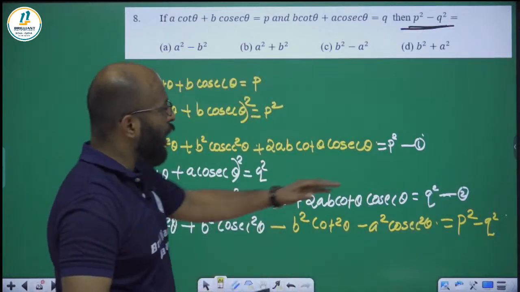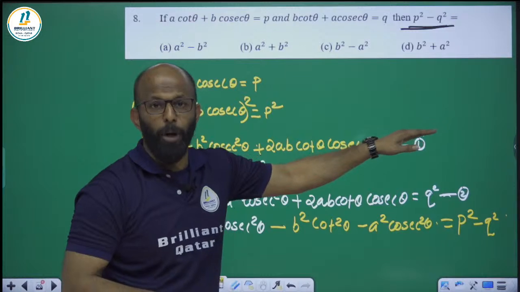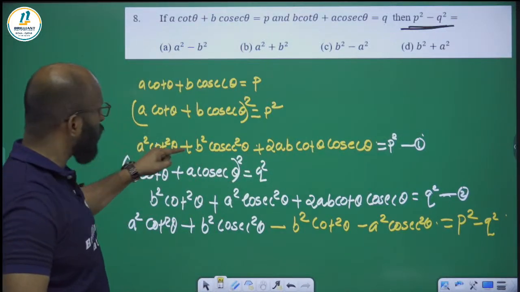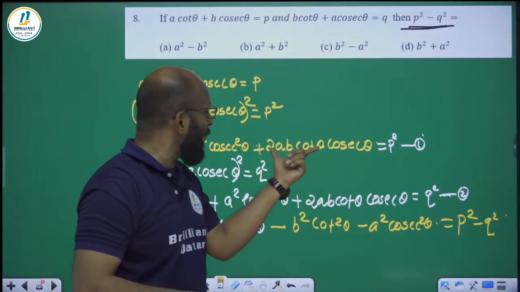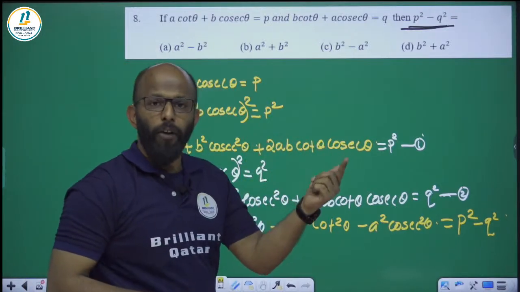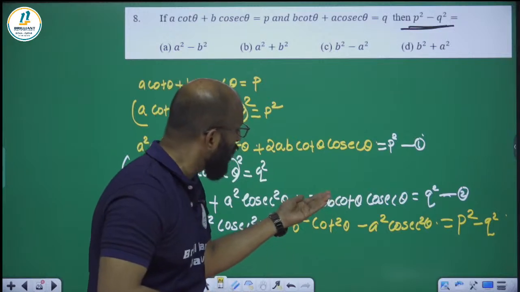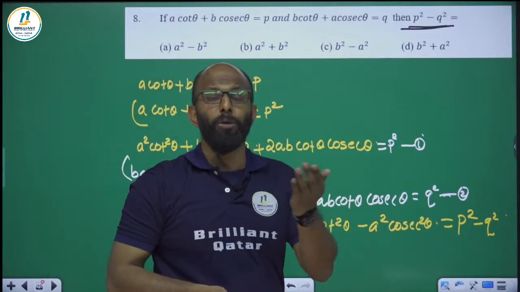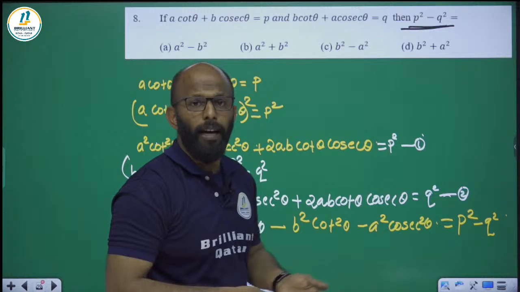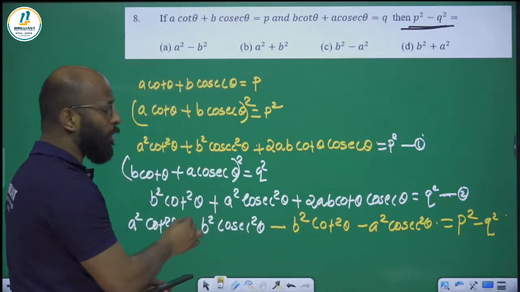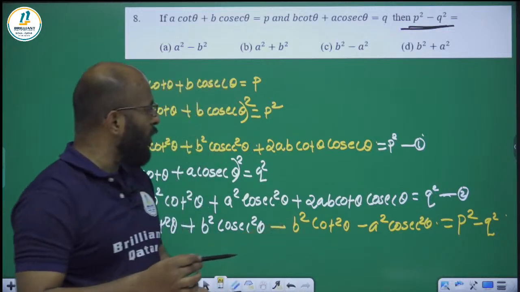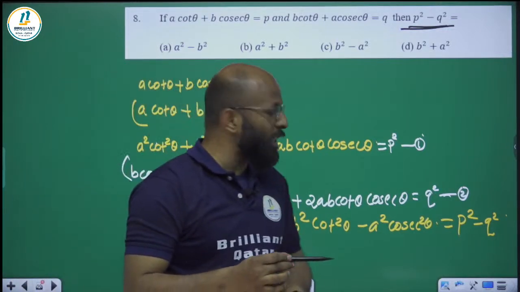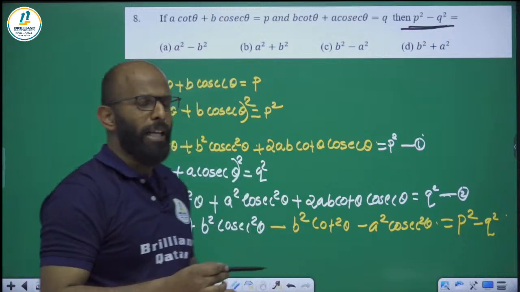So I am subtracting equation number 2 from equation number 1. When you subtract, the third term 2AB cot theta cosec theta and the 2AB cot theta cosec theta in the second equation cancel each other, right? So the remaining one is A square cot square theta plus B square cosec square theta minus B square cot square theta minus A square cosec square theta is equal to P square minus Q square.